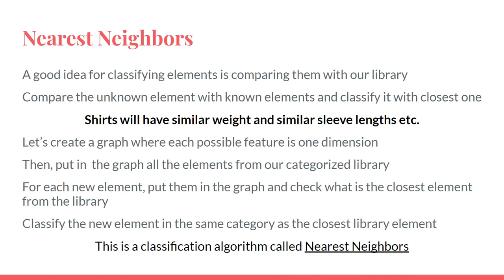To do this, we will make each feature correspond to one dimension. Since we have 2 dimensions in this example, we will have a 2-dimensional graph. Then, we can graph all elements in our library. Finally, for each new element that we want to classify, we first put them in the graph. Then, we calculate the distance from that new element to each of our library elements and classify the new element with the closest one. What I just described is a classification algorithm called nearest neighbors.